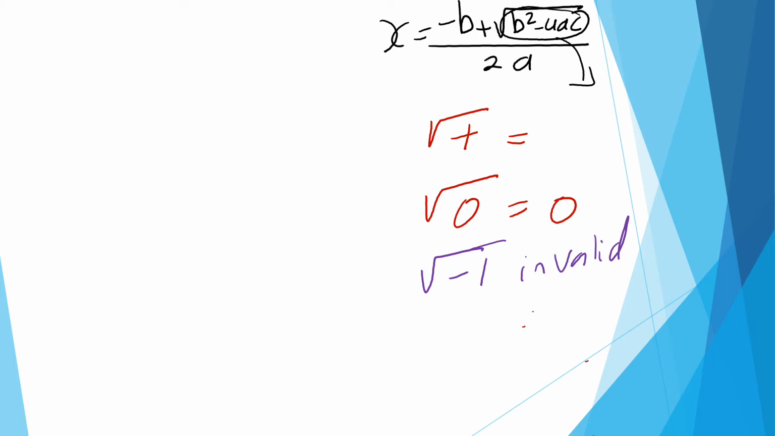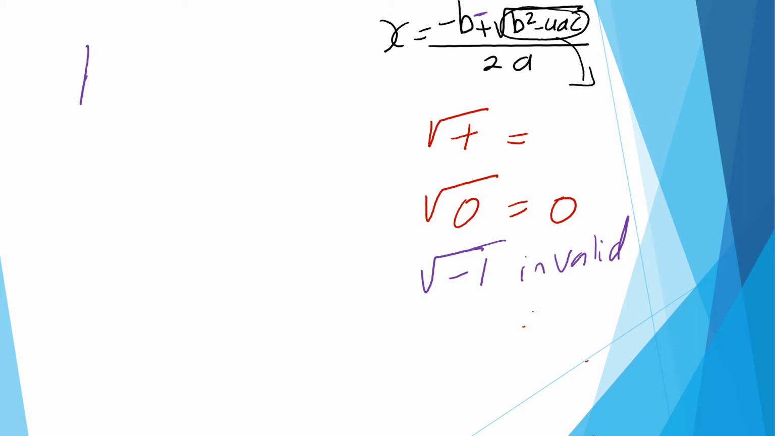So that's why we're going to use this value here under the square root, which is called the discriminant, to figure out if the quadratic has no solutions, or has one solution, or has two solutions. It's all about this value here, whether it is positive or negative.